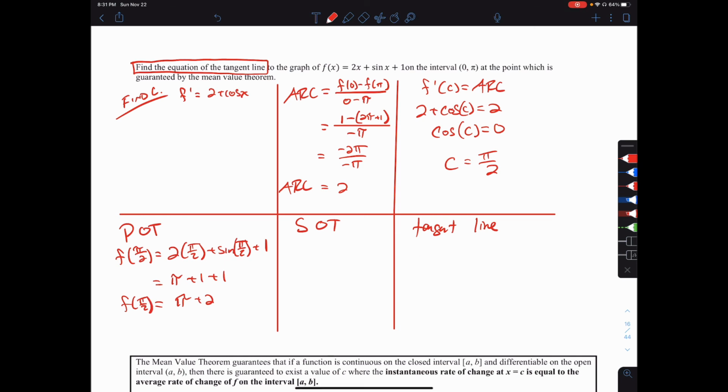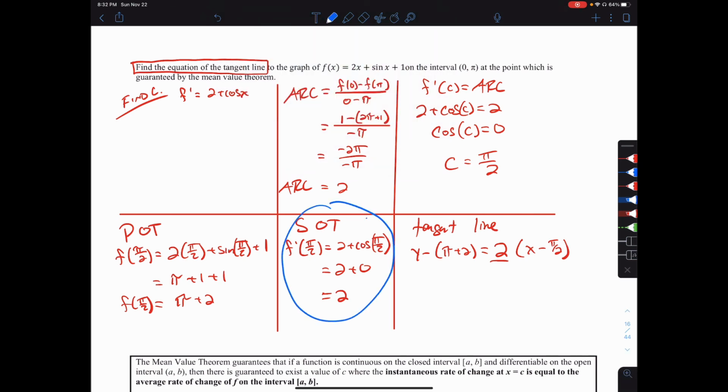So my tangent line is going to be y minus (pi plus 2) equals the slope that I don't know yet, times x minus pi over 2. Just got to find that slope, and I'll have my equation. To find the slope, I'm going to plug pi over 2 into f prime. F prime we had up here, that's going to be 2 plus cosine of pi over 2. Cosine of pi over 2 is 0, so it's 2 plus 0, which is 2. And I guess I already knew that, so that was a complete waste because we knew that already.